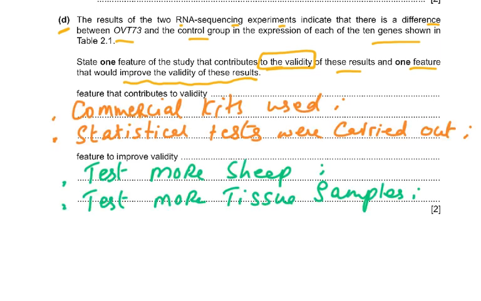So contributing to validity: commercial tests used, they were more accurate. Then the statistical tests were carried out, and two different testing kits were used. But for improving the validity, we should use more of the sheep, we can use more of the tissue samples, or we can test the same sample again and again. So we should take many samples from the same tissue as well. You could have even said that.